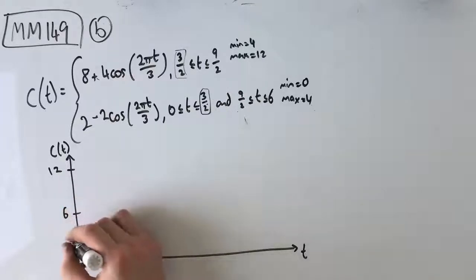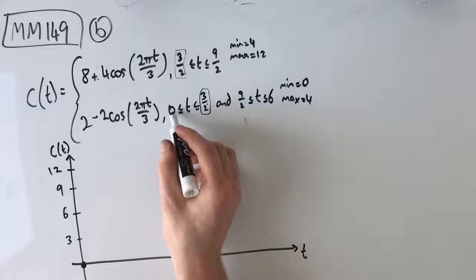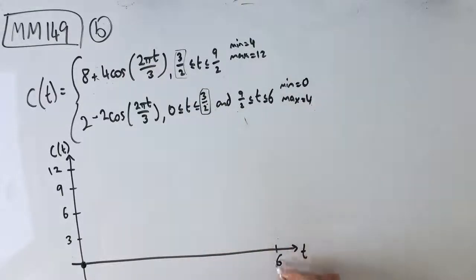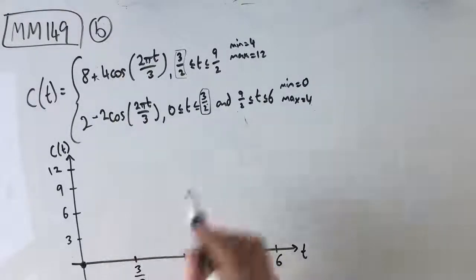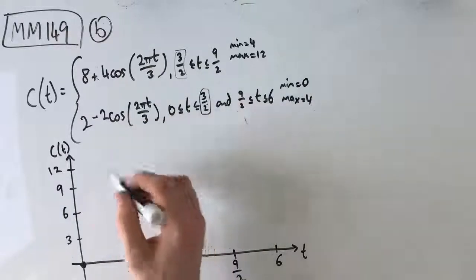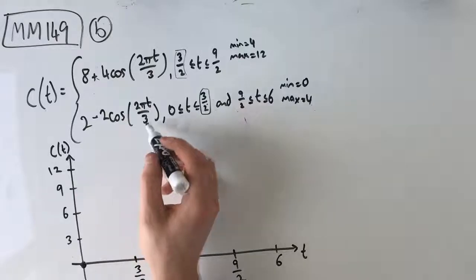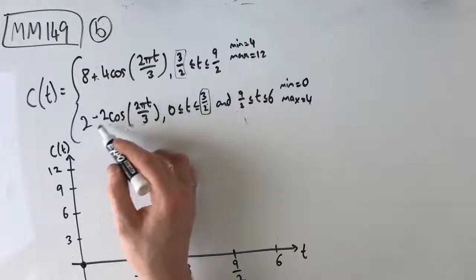Let's go 6, 3, 9. Awesome. Now, we are going to sketch it for the whole function, which is from 0 to 6. All right, so 6 is up here, and we need to go from 3 on 2, and this is 9 on 2. So from 0 to 3 on 2, we are sketching this function here. Let's just start with that. So we've got 2 take 2 cos of 2 pi t on 3, and we need to work out our period and amplitude and midpoint for these things.